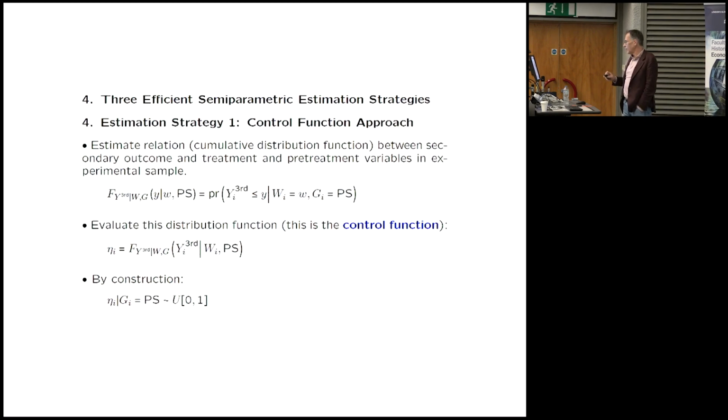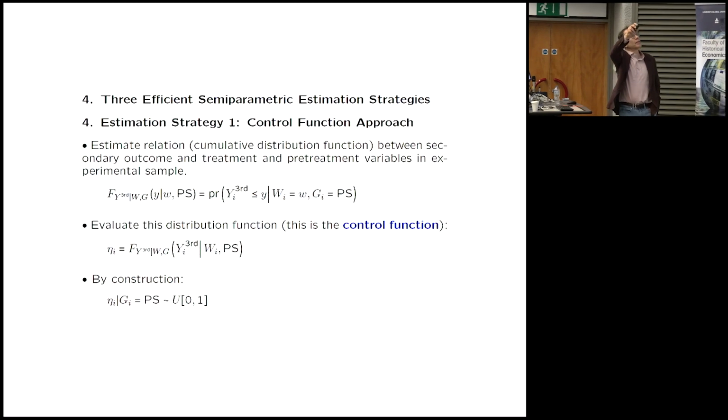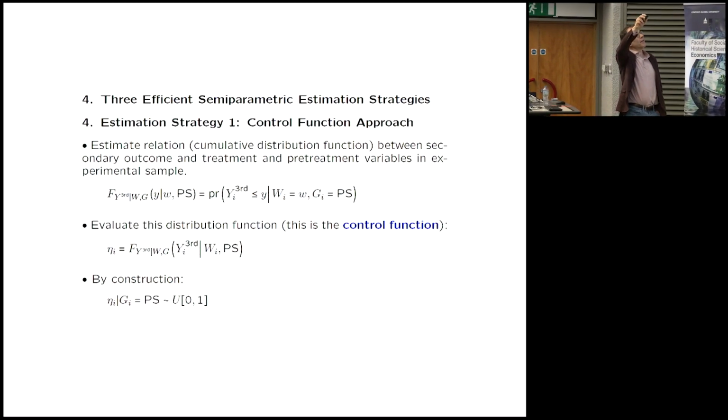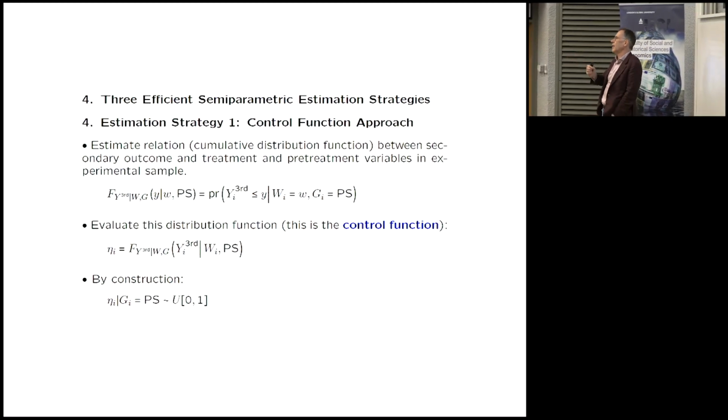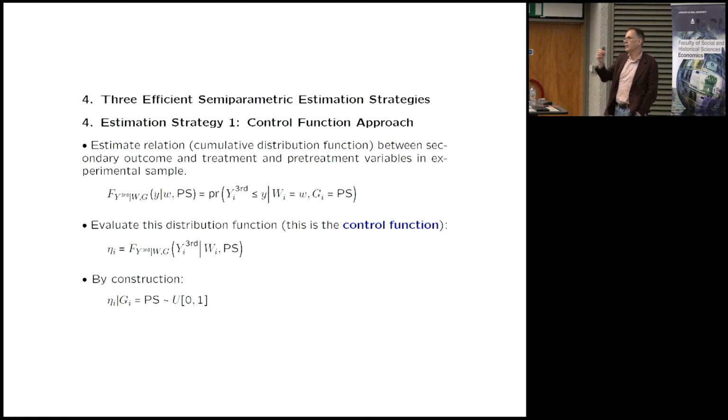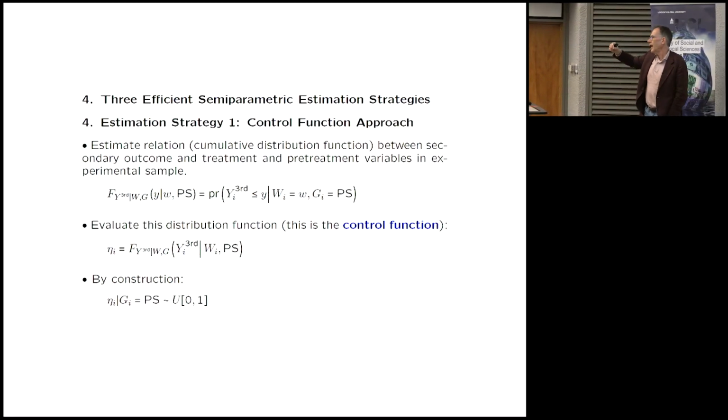How do we do that? We look at the conditional distribution function of the 3rd grade outcome within the treatment groups, and for the Project STAR example, that gives us a function, and we know that the marginal distribution of that is a uniform distribution just by construction. But now we can calculate the value of that control variable in the observational sample, and that captures the unobserved confounder.